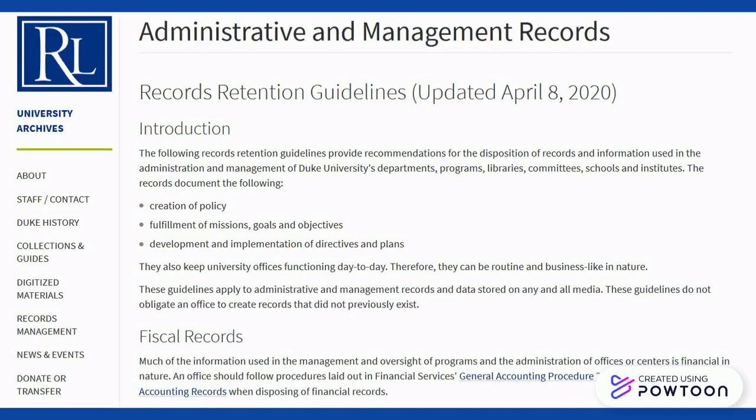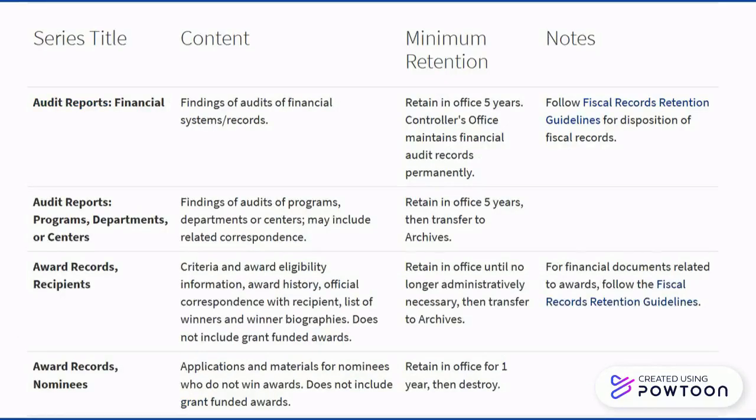Here is the Administrative and Management Records Guideline. Review the guideline and scroll down to look for the type of record you have. You can use Control F to search on the web page. Each record type has 4 columns listed on the guideline: the record type itself, a brief content description, the minimum retention period, or how long the record must be retained, and any additional notes. Taken together, these 4 pieces of information provide you with instructions on how long to retain university records.